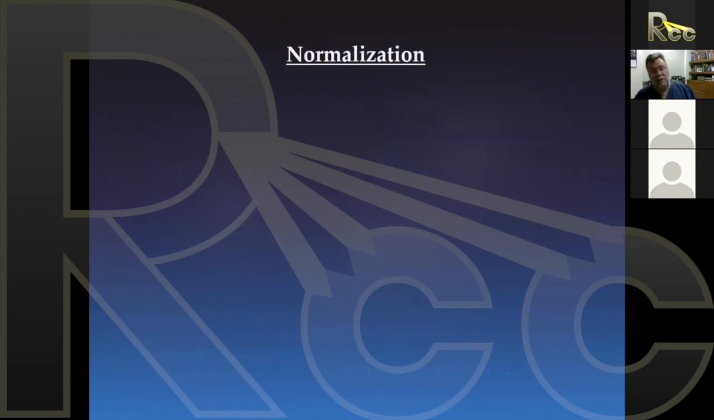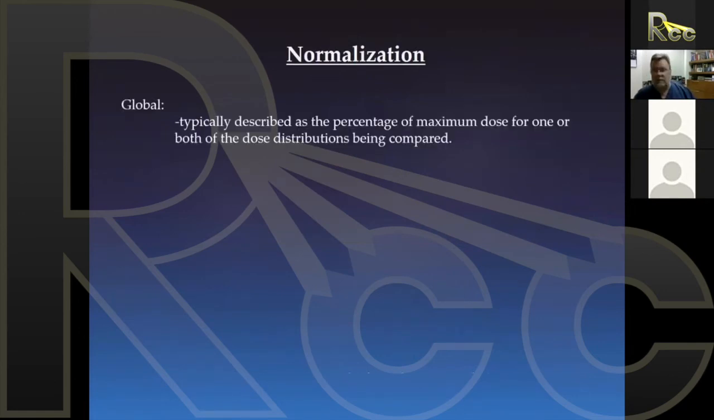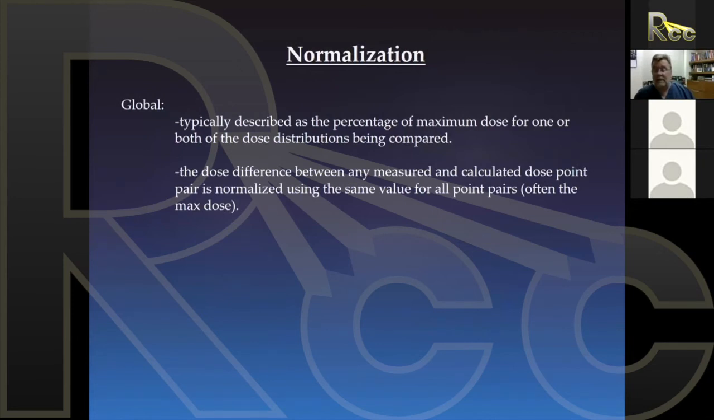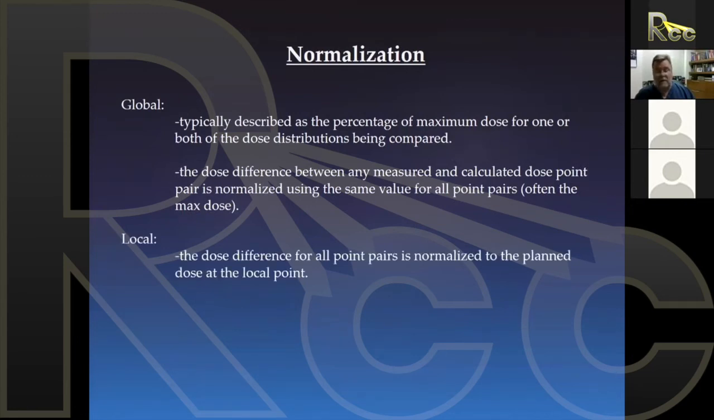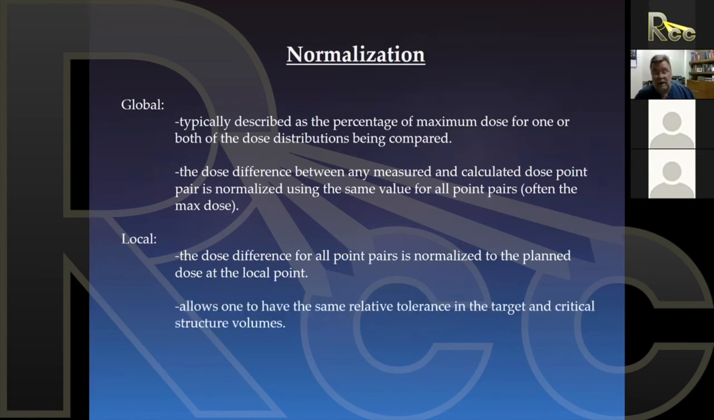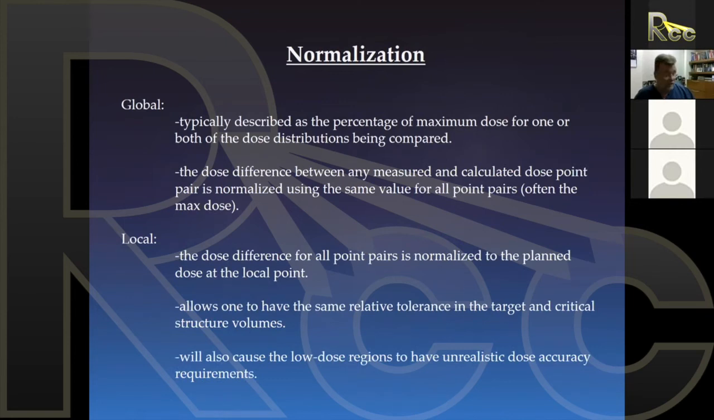Normalization: they want us to do global normalization. This is typically described as a percentage of maximum dose for one or both of the dose distributions being compared. The dose difference between any measured and calculated dose point pair is normalized using the same value for all points, often the max. With local, the dose difference for all point pairs is normalized to the planned dose at the local point. It allows one to have the same relative tolerance in the target and critical structures, but gives you unrealistic requirements in the low dose regions. TG218 requests that we do global, which we have always done.